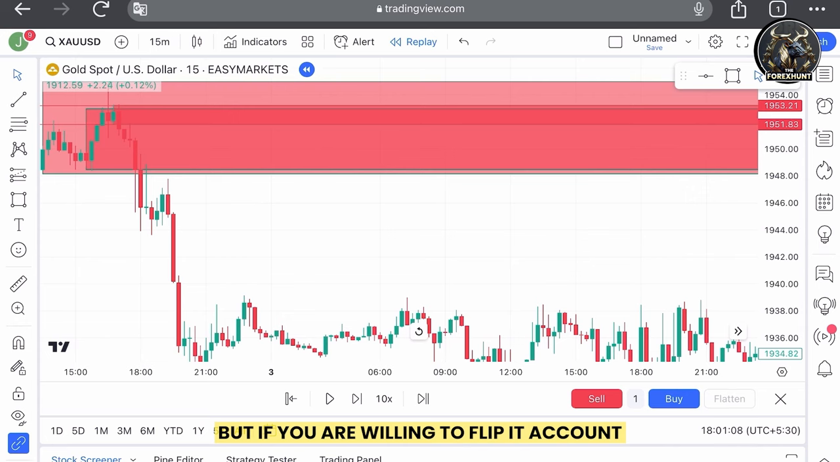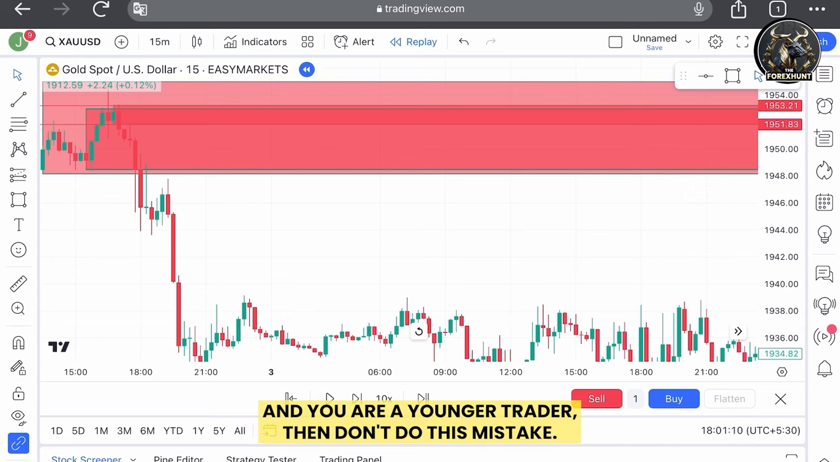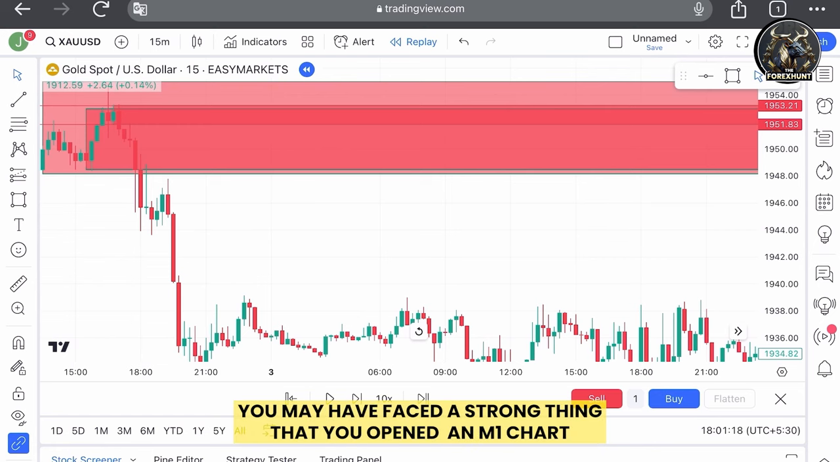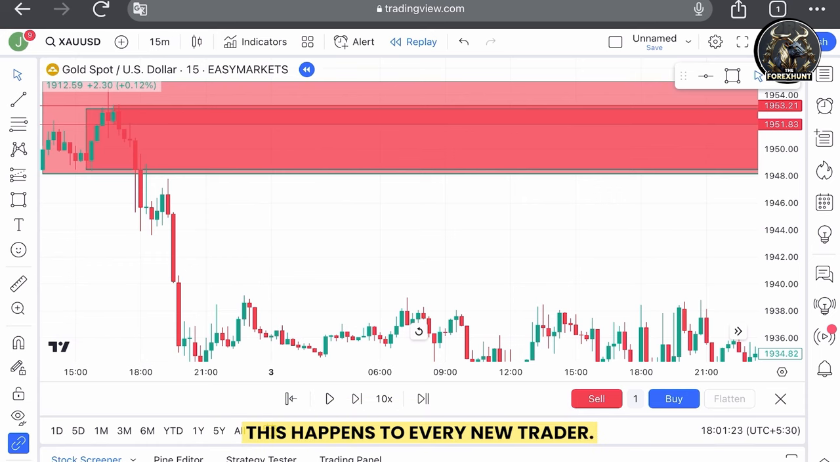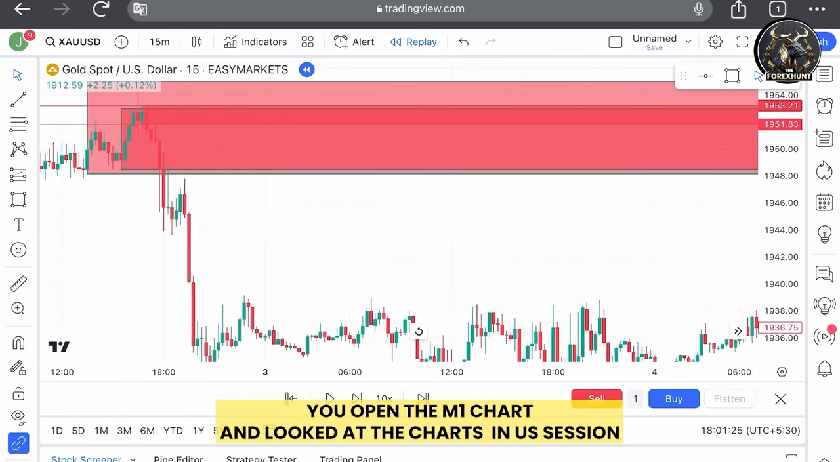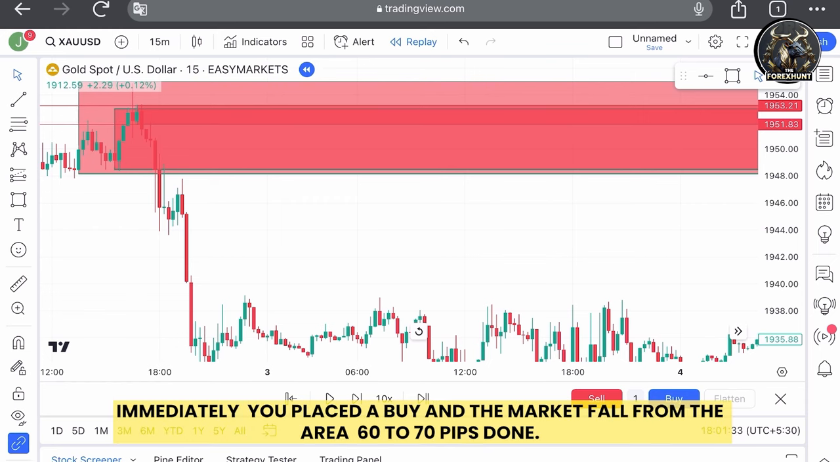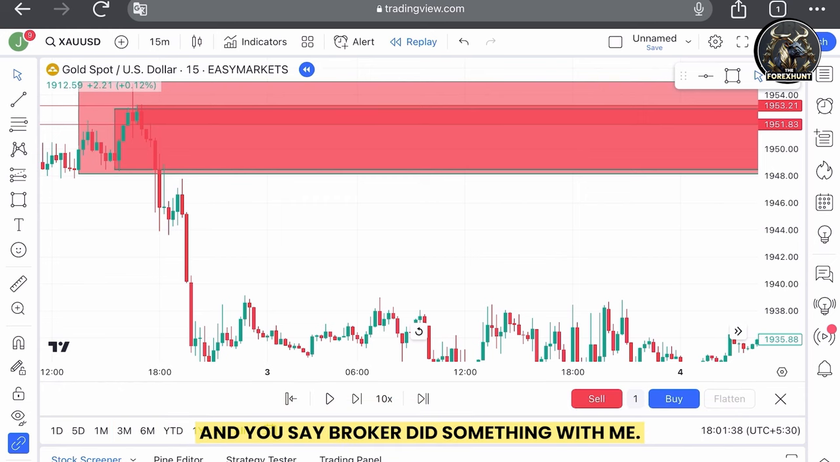But if you are willing to flip your account and you are a younger trader, then don't make this mistake. This is a trap for you. I have an example. This happens to every new trader. You open an M1 chart, look at the chart in the US session, and the chart is going up in M1, and you place a buy. Immediately after you place the buy, the market falls 60 to 70 pips down, and you say the broker did something to me. Broker knows where I put my orders.